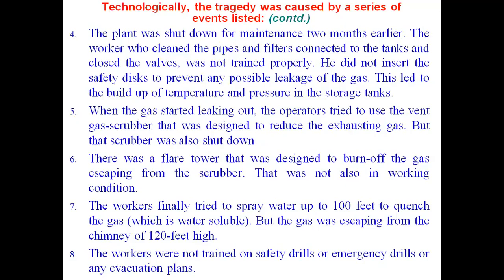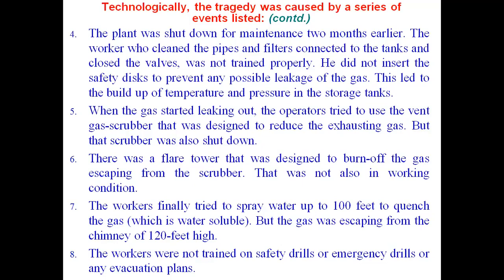Number four, the plant was shut down for maintenance two months earlier. The worker who cleaned the pipes and filters connected to the tanks and closed the valves was not trained properly. He did not insert the safety disc to prevent any possible leakage of the gas. This led to a build-up of temperature and pressure in the storage tank. When the gas started leaking out, the operator tried to use the vent gas scrubber that was designed to reduce the exhausting gas. But the scrubber also was shut down.